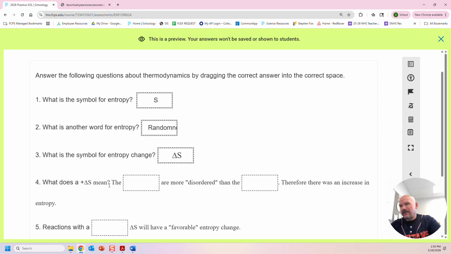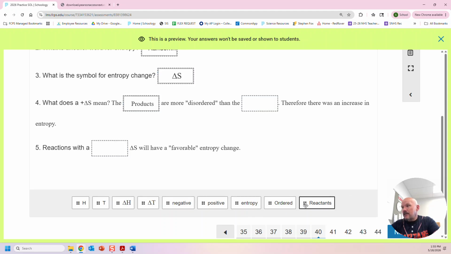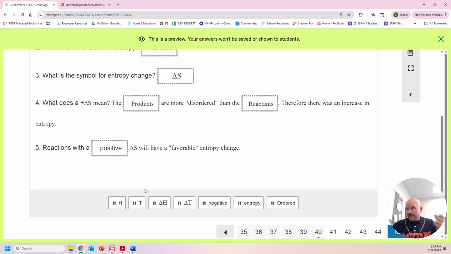So what does a positive delta S mean? A positive delta S means the products are more disordered than the reactants. As the reaction proceeded, it increased in randomness, it increased in chaos, it increased in disorder. Remember, delta is products minus reactants. So if you have an increase in randomness, that means the products are more random than the reactants, or more disordered, more chaotic. That's the way to think about entropy. For entropy, it's a positive entropy change that's favored.